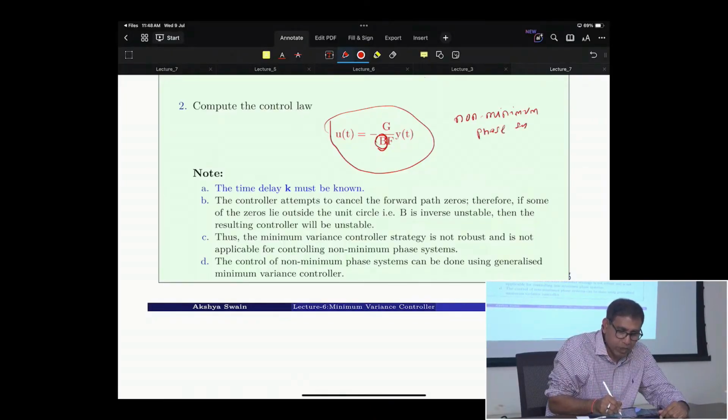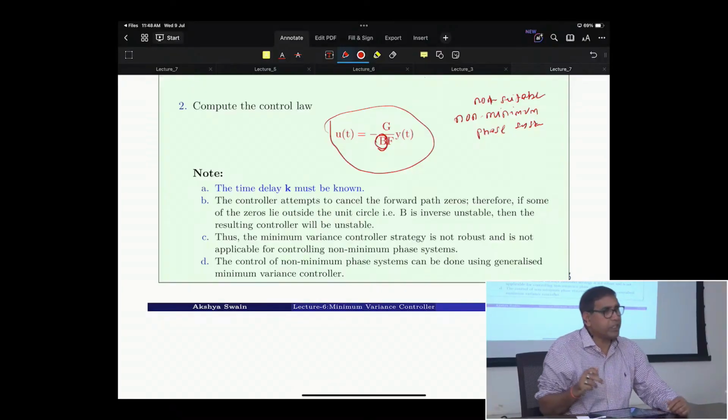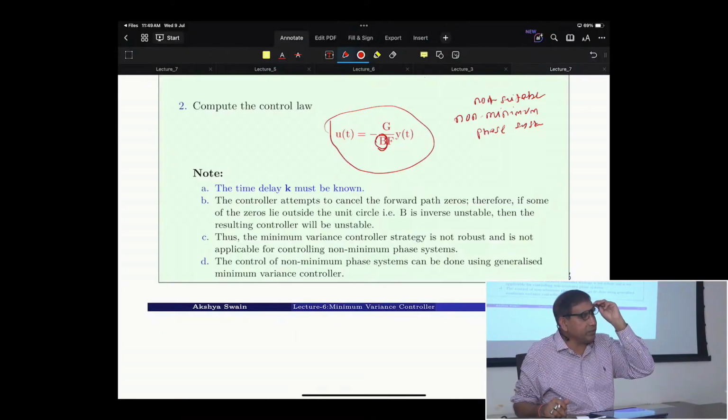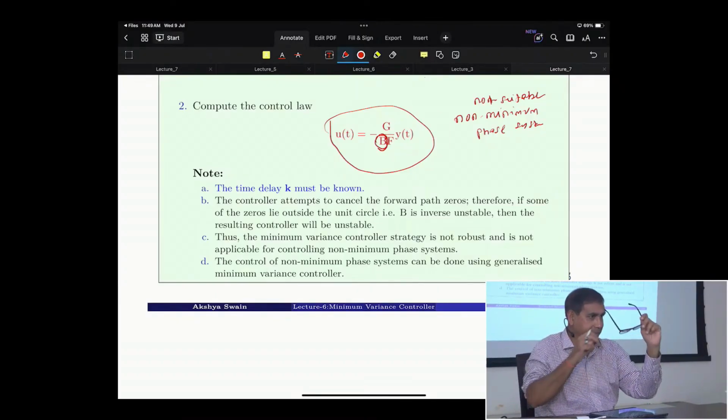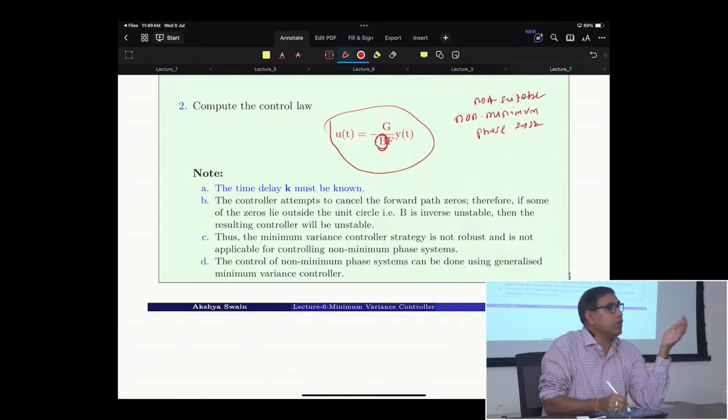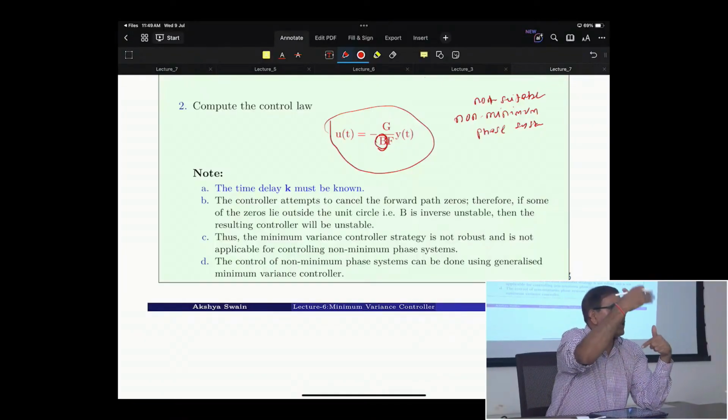Non-minimum phase systems are not suitable. Because doctors are there to treat the patients. If the doctor himself becomes a patient, then it becomes a problem. What do I point out? Similarly, the controller is there to control the system. If the controller itself becomes unstable, then what will happen? If the B polynomial has zeros outside the unit circle, it is in the denominator, right?